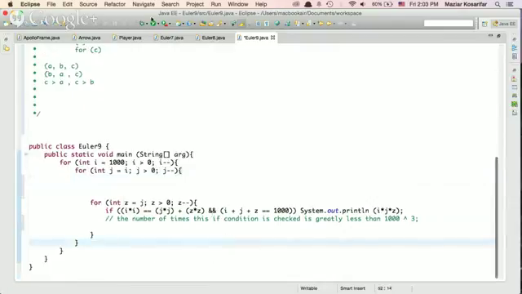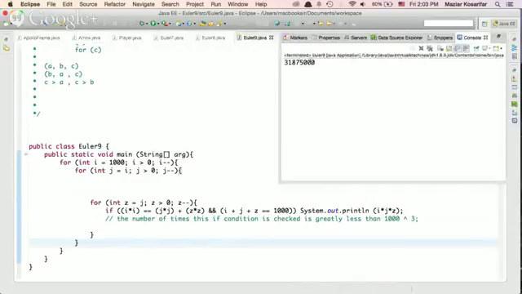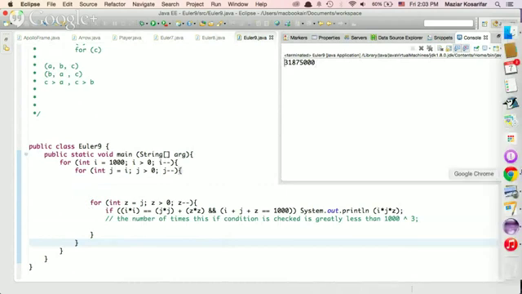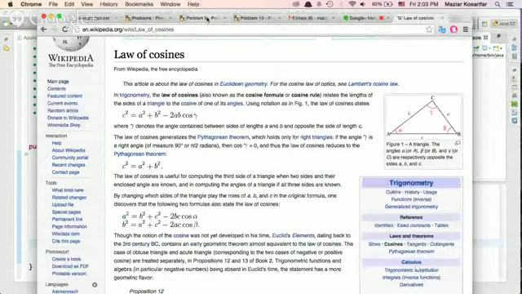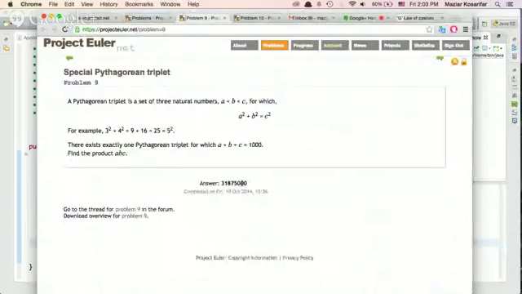And now, if I check, the output is 31875000, and the value is the same thing. I'm done.